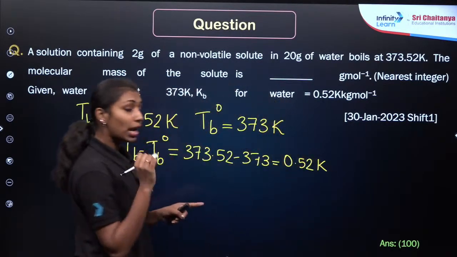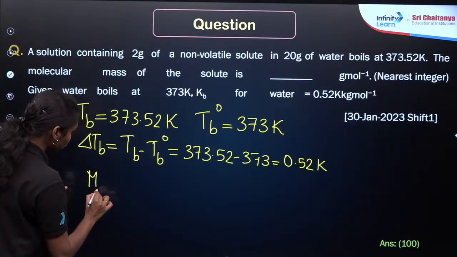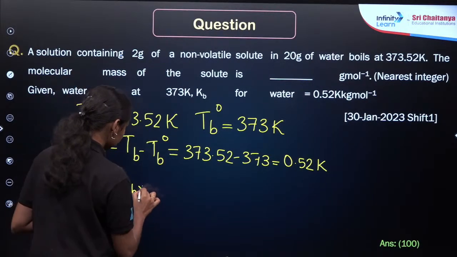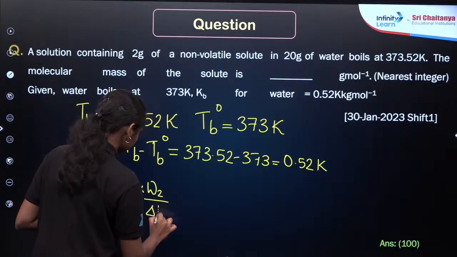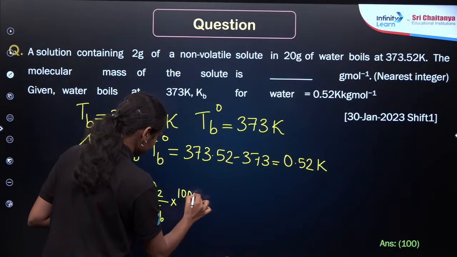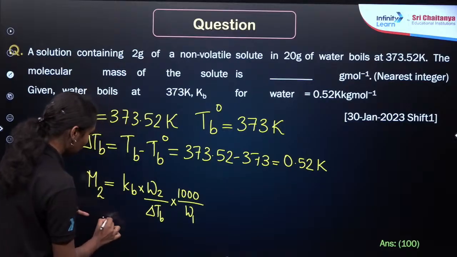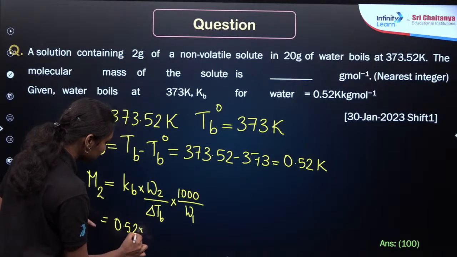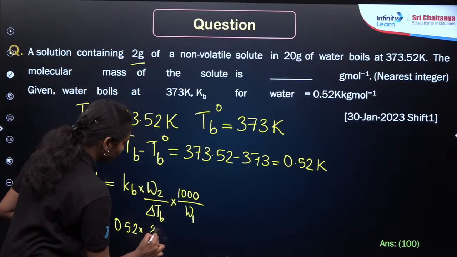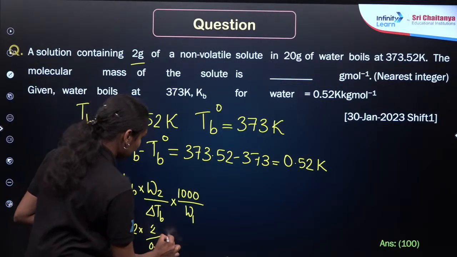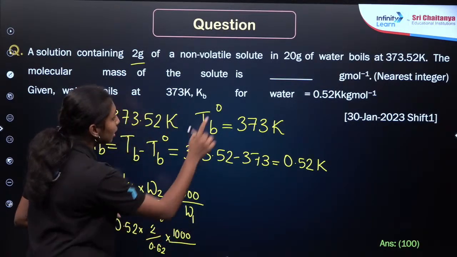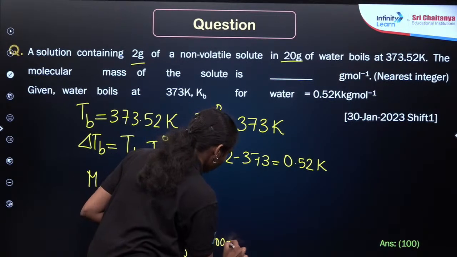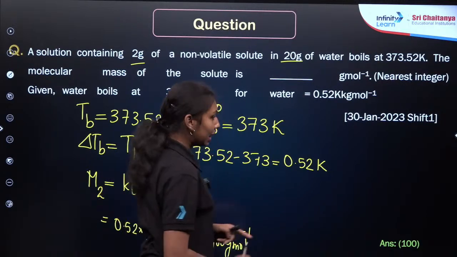Then there is a simple formula to calculate the molar mass of solute in the case of elevation in boiling point. So Kb is our elevation constant, which is given as 0.52. So 0.52 into W2, the weight of solute given here, that is 2 grams, divided by delta TB, 0.52, into 1000 divided by W1, the amount of solvent, that is our water, 20 gram. If you are solving here, you will get the answer is around 100 gram per mole. Clear?